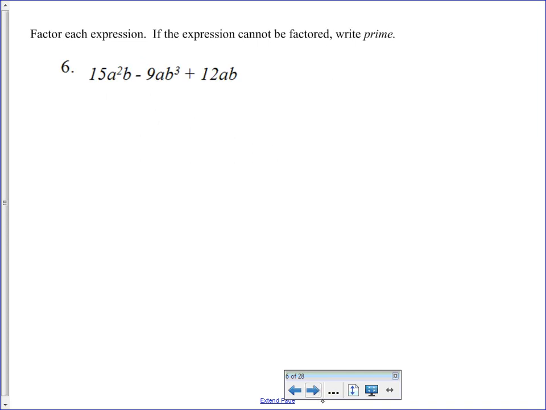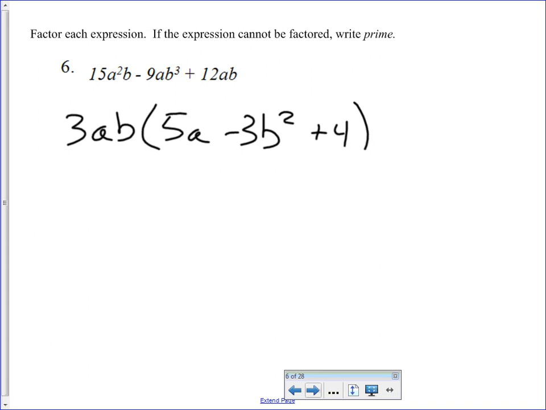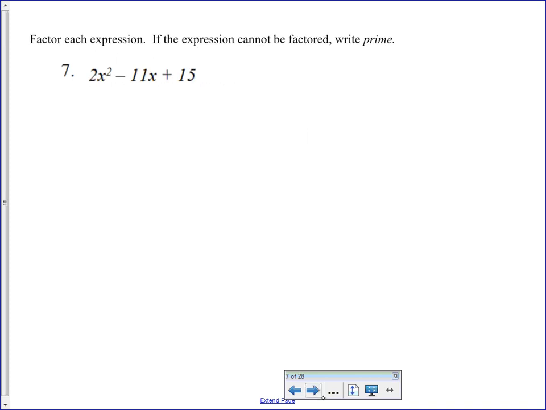For this one, remember the first step is to always pull out the greatest common factor. All three terms are divisible by 3. All of them have an a, and all of them have a b. And what I'm left with is 5a minus 3b squared plus 4. And the part here in parentheses is now prime, so that's my final answer. All you had to do there was pull out the greatest common factor.